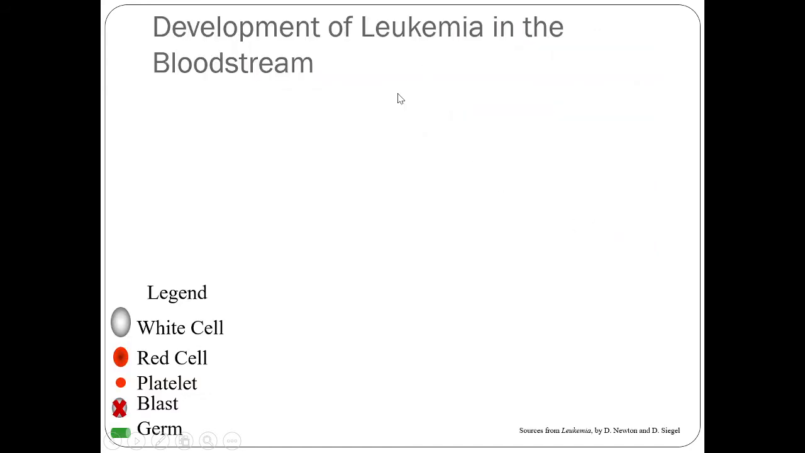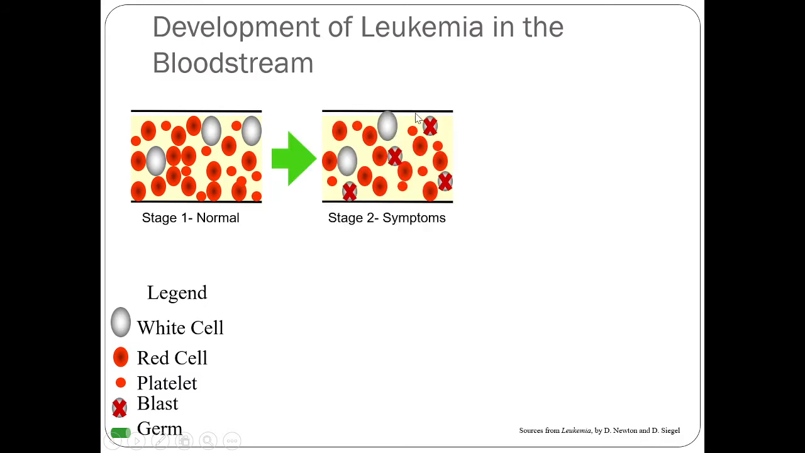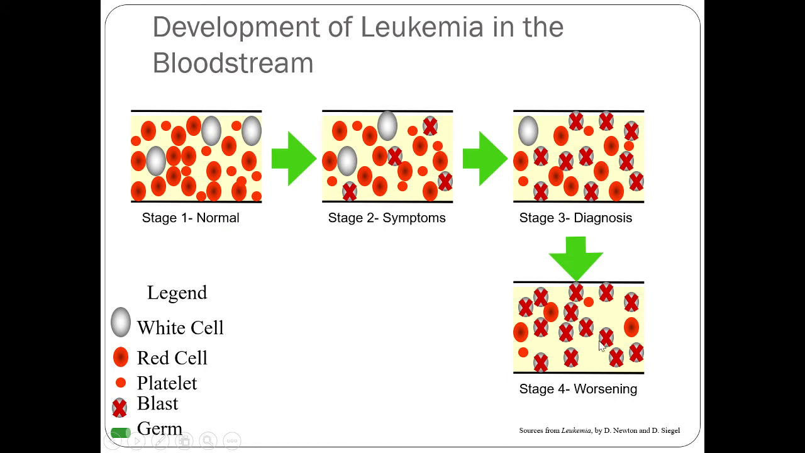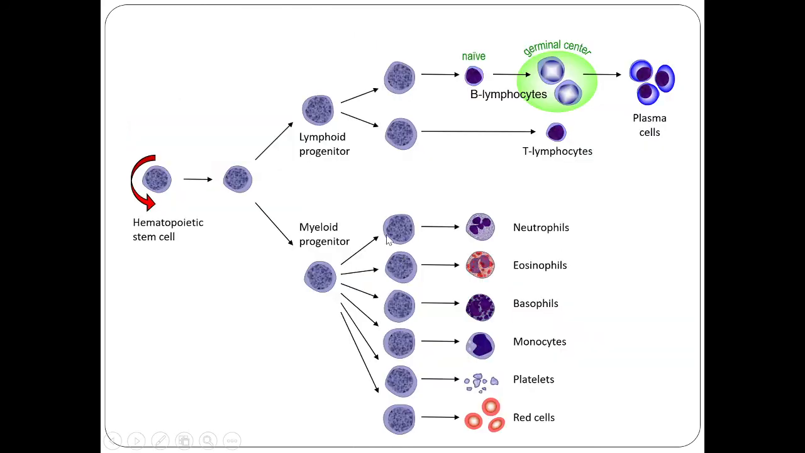Now, development of leukemia in the bloodstream. Stage 1: there are no immature cells or leukemic cells in the peripheral blood. Stage 2: symptoms with some immature cells seen. Stage 3: diagnostic stage, in which immature or leukemic cells are enough for the diagnosis of leukemia. Stage 4: worsening of the disease. And 5A and 5B: anemia and infection.